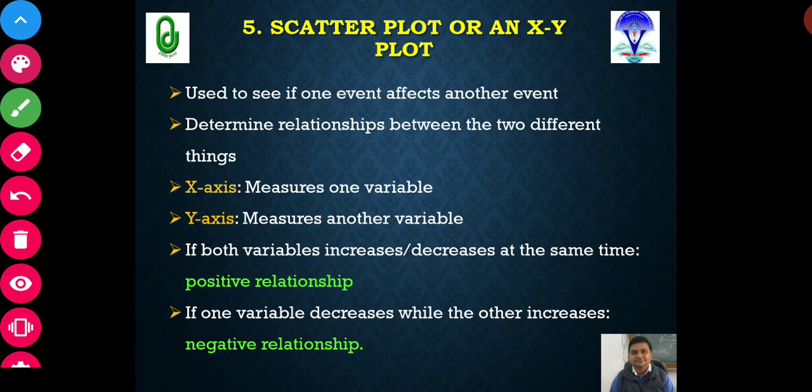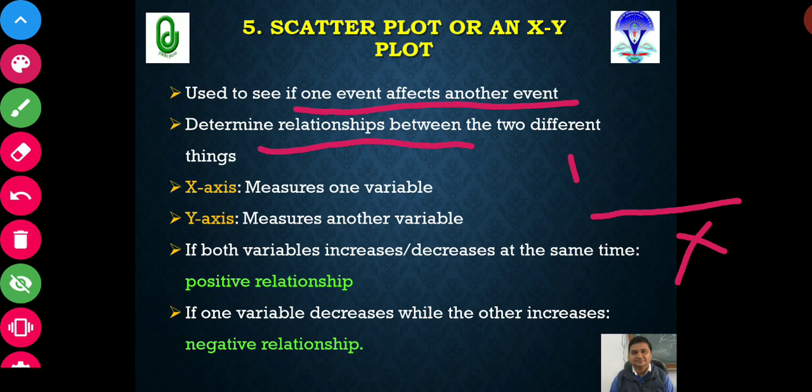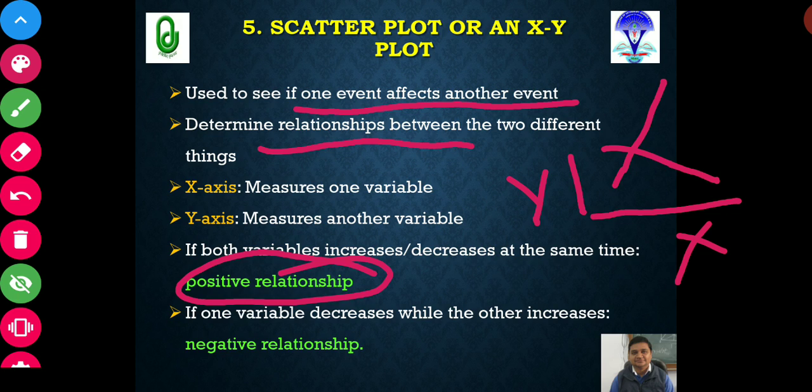So a scatter plot or an XY plot is used to see if one event affects another event. That means if we want to see the relationship between two variables, then we have to use a scatter plot or an XY plot. It determines the relationship between two different things. On the x-axis we represent one variable, on the y-axis we represent another variable. If both variables increase or decrease at the same time, suppose x is increasing and y is also increasing, or x is decreasing and y is also decreasing, then this graph has a positive relationship.